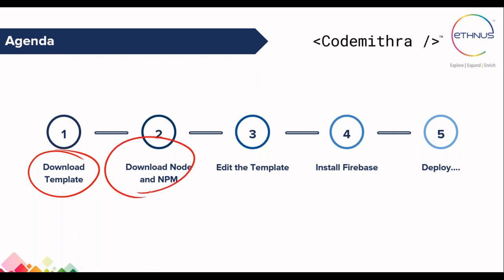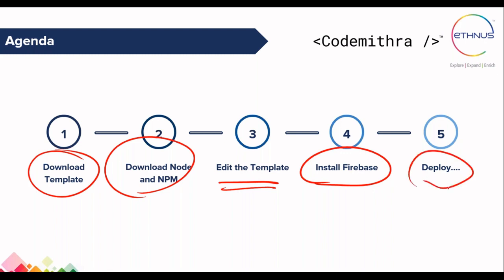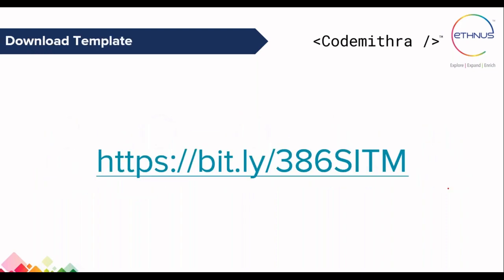Next is download Node and NPM. These are the software that we are going to use today, and edit the template, edit the web page. That is going to take us some time. Here is where we will learn HTML and CSS. Install Firebase. Firebase is actually from Google's cloud. We are going to install that. And finally, guess what? It's live. Our website is live. Great. So let's download the template now.